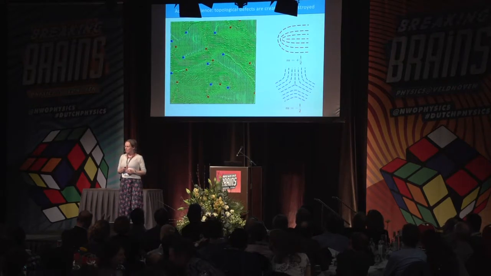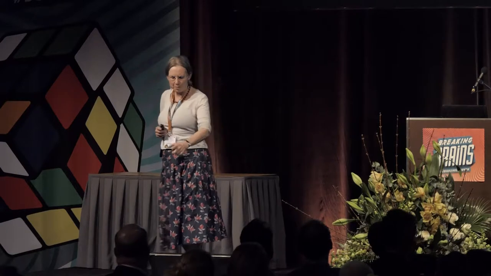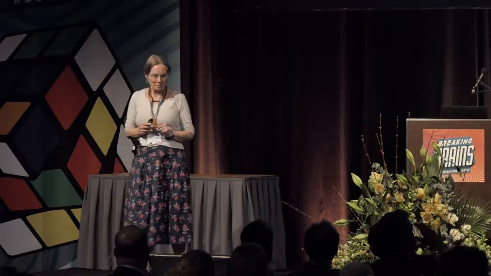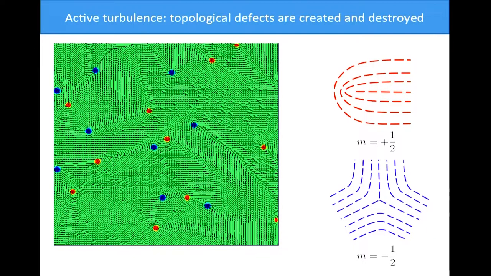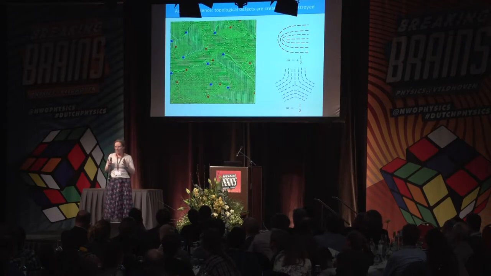So it's a nematic, so they're meant to have topological defects. Let's look at those topological defects. Let's look at the plus a half and minus a half topological defects in this active system. So red ones are plus a half and the blue ones are minus a half. And, okay, what do you expect? Well, in a passive system, they act like opposite charges, and they annihilate each other, and they cancel each other out. And so what happens is that they all happily annihilate, and you end up with a perfect nematic.